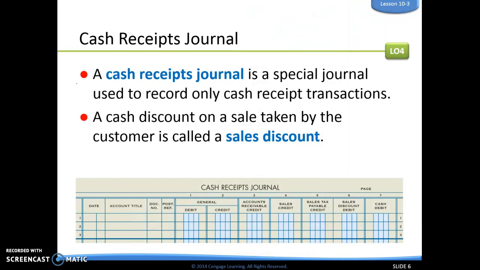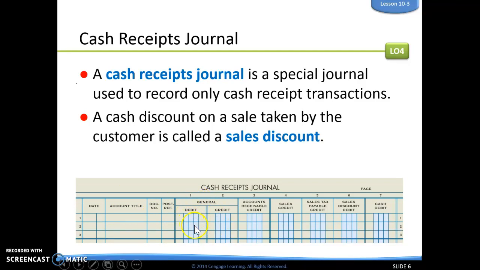A cash receipts journal is a special journal that's used only to record cash receipt transactions. And then a sales discount is going to be a cash discount on a sale taken by the customer. So we've looked at our cash payments journal. Now we're looking at our cash receipts journal, another special journal that we have. Again, we're going to have a date column. We have our account title column, document number and post reference.